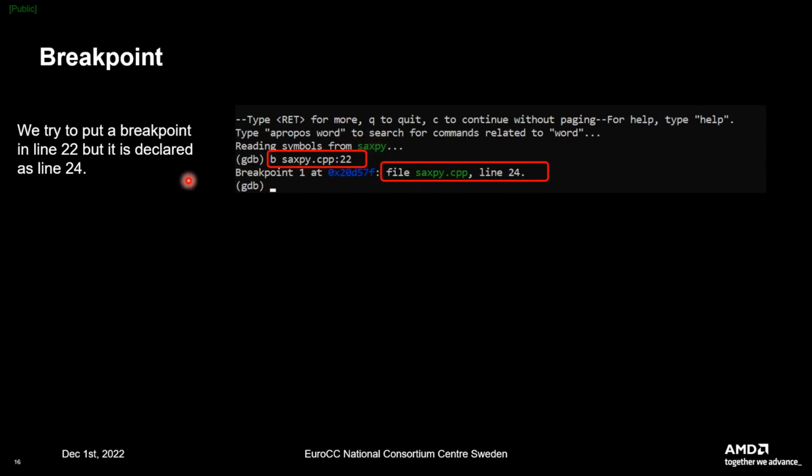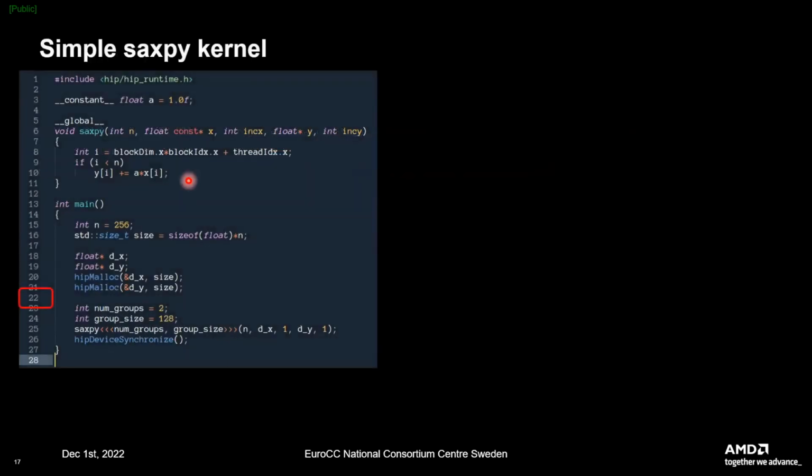And why is that? Just to make sure that we remember what our SAXPY kernel looks like, this is the kernel, and this is the entire implementation. Line 22 essentially has nothing. It's basically a blank line.